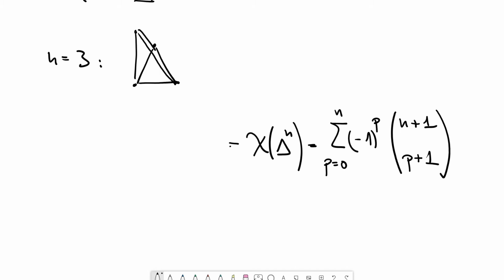On the other hand, delta n surely is contractible, so this is the same as the Euler characteristic of a point. Euler characteristic of a point is just 1.